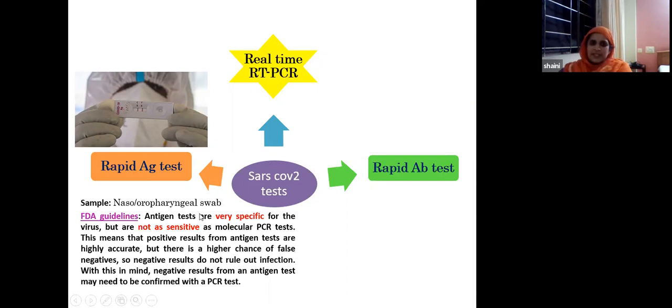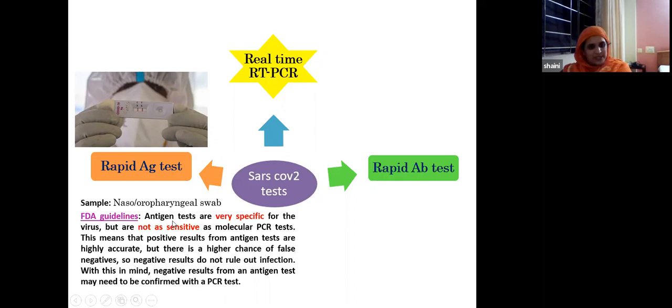The problem is it is very specific but not very sensitive. This is FDA guideline. Antigen test is very specific, which means if you test positive for it, you can be almost sure that you have the disease. Whereas if you test negative for it, it is not very sensitive. So the thing is, if you test negative for it, you cannot rule out infection. So you might have to go ahead and do a PCR test in order to confirm. So this is the FDA guideline.